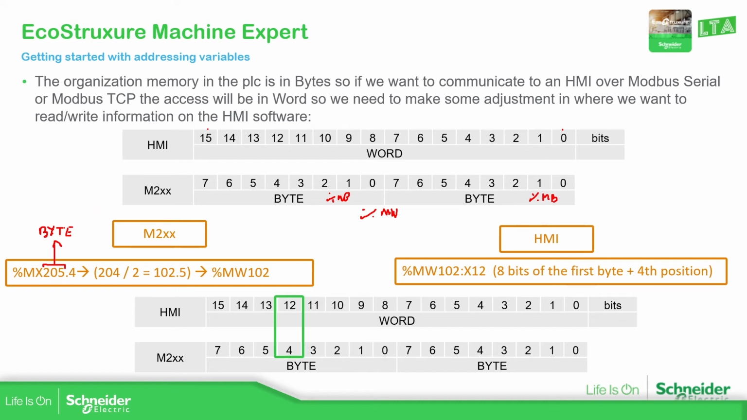So in order to get to know the word, we just need to divide the byte by 2, which is the thing that I have done over here. You can find it over here. Okay, so this is going to be the word.